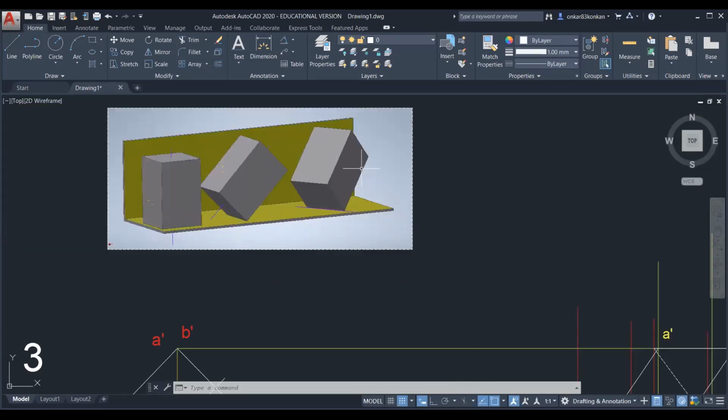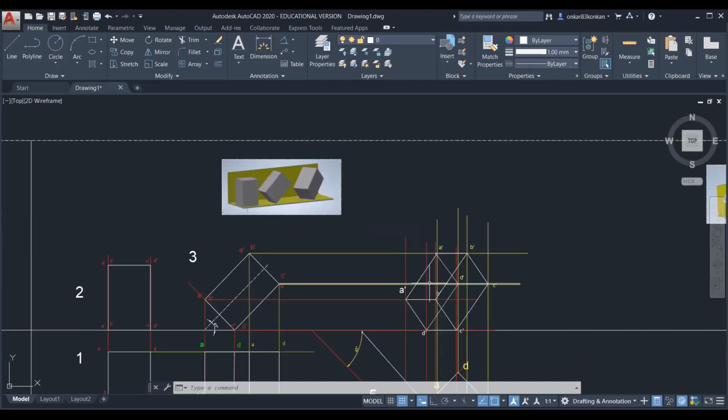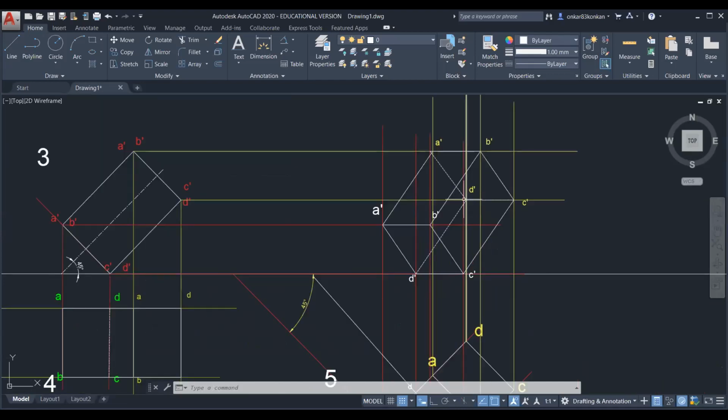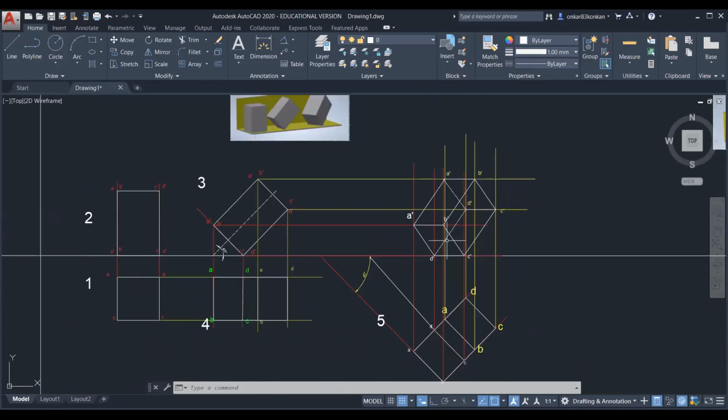This edge is visible, this edge is visible, and even this edge is visible. So only hidden edges you can observe D dash D dash, that is a hidden edge. Then C dash D dash and A dash D dash, that will be hidden. Okay, and then complete the front view.